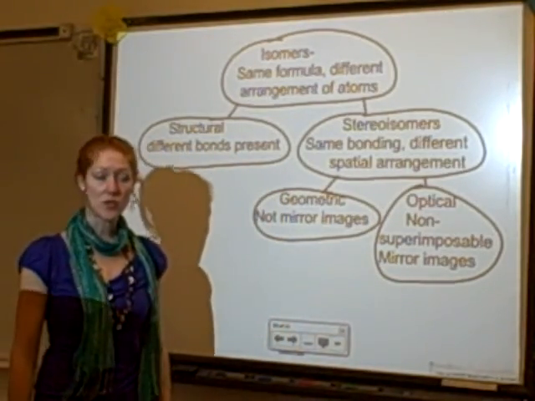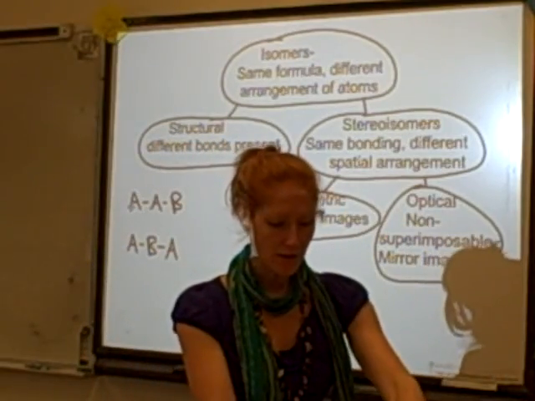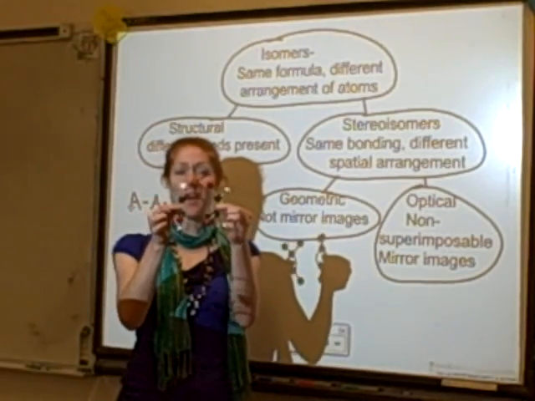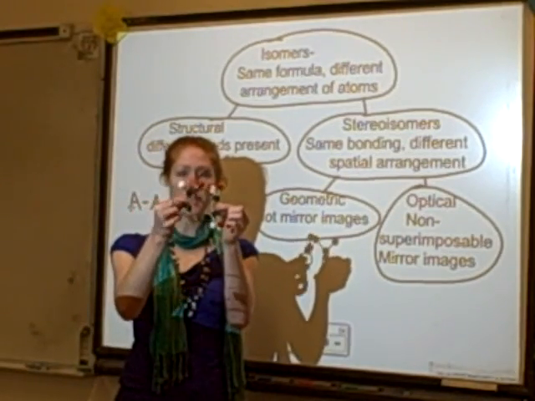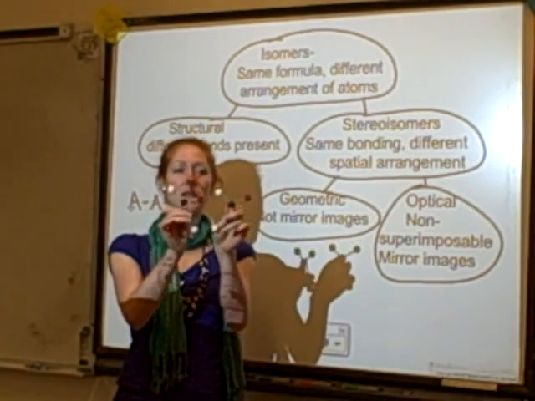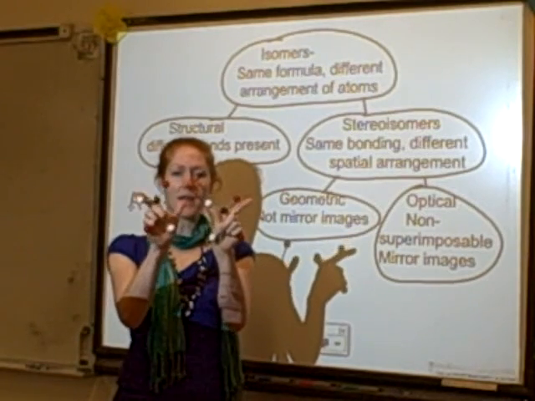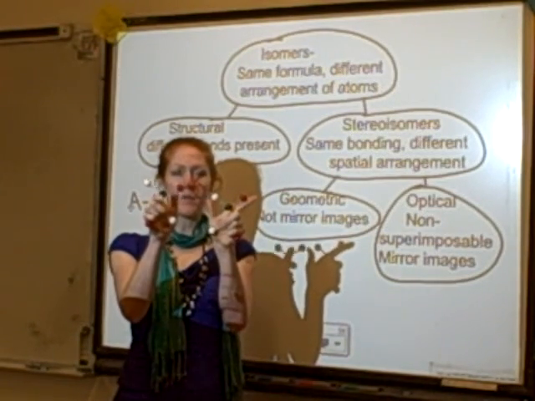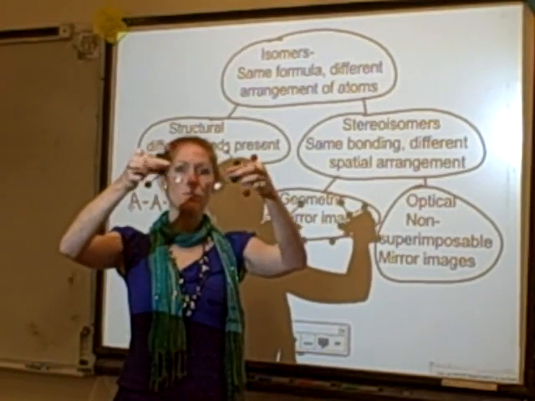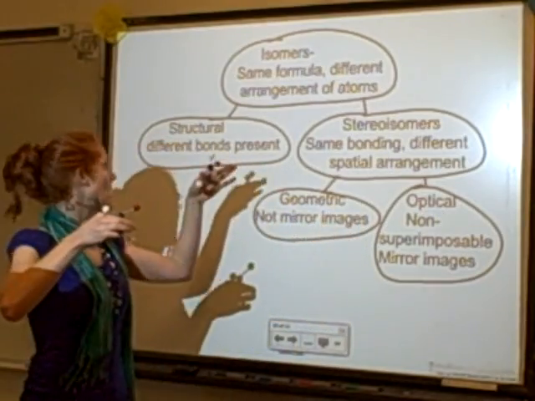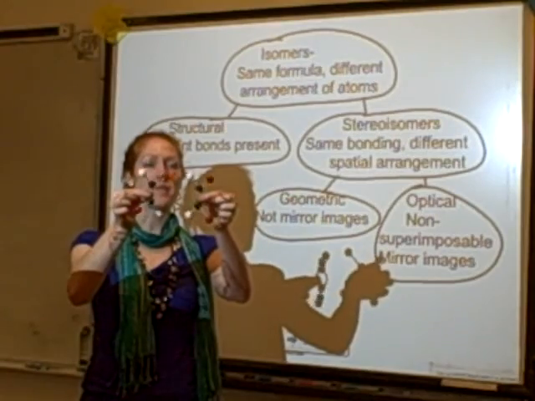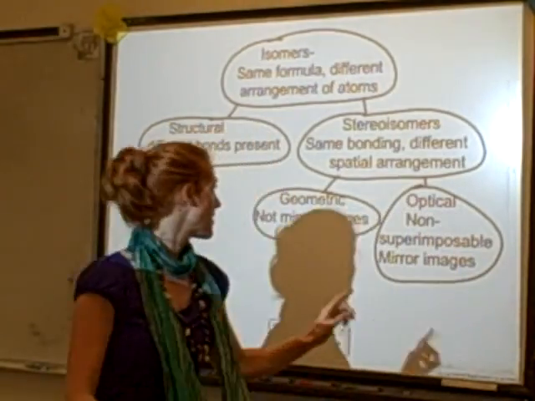So real quick, a geometric isomer would be like these guys. So I can see that they're not mirror images of each other. This is not the mirror image of that. They look different. I can see that. But I do have the same bonding, because up top I've got a red, both of them have a red bonded to a black and a white bonded to the same black. And on the other side, I've got a red bonded to a black and a white bonded to a black. So they can't be structural. They have the same bonds present, but they're clearly different because they don't look the same. Okay, so those are geometric.